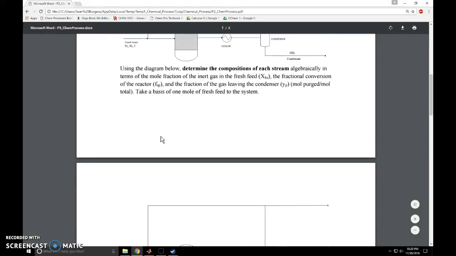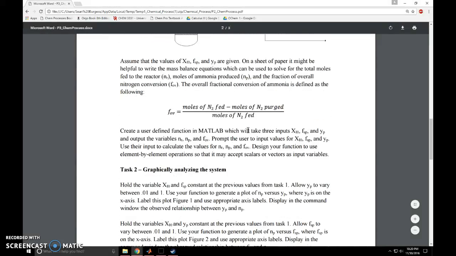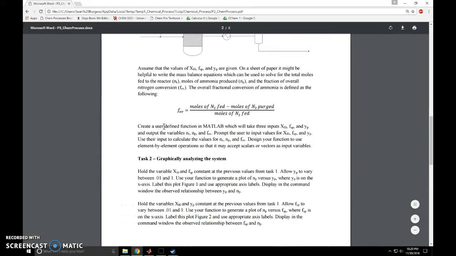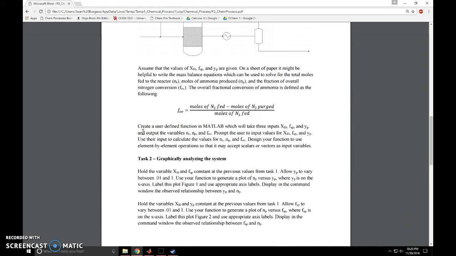So for task 1, it asks us here to create a user-defined function which takes these 3 inputs: XIO, which is the mole fraction of inert gas, FSP, the fractional conversion of the reactor, and YP, the fraction of gas leaving the condenser. And it wants us to find these 3 outputs, the variables: NR, which is the moles fed to the reactor, NP, the moles of ammonia produced, as well as FOV, the overall fractional conversion of nitrogen.